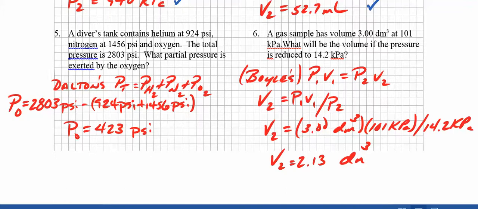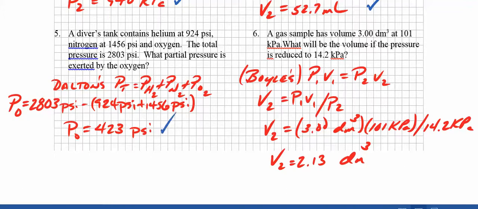Well, obviously we've got a number of different gases here. We've got a total pressure. This is a Dalton's law problem. So we're going to say total pressure is equal to the pressure of the helium plus the pressure of the nitrogen gas plus pressure of oxygen gas. So the partial pressure of the oxygen then is the total pressure, which is 2,803 psi, minus the sum of the partial pressures that have been provided. That is the helium and the nitrogen. So what's left is the oxygen, so that subtraction will give us the partial pressure of the oxygen. It's 423 psi, and we're done with number 5.